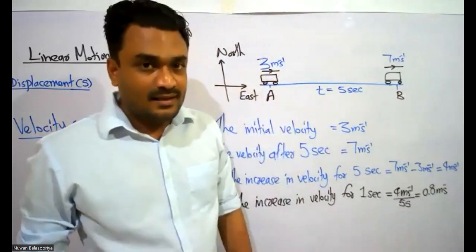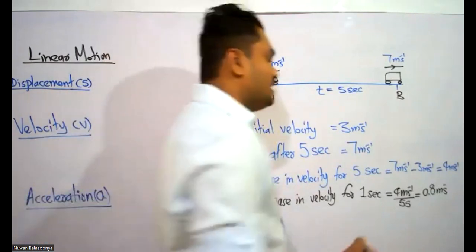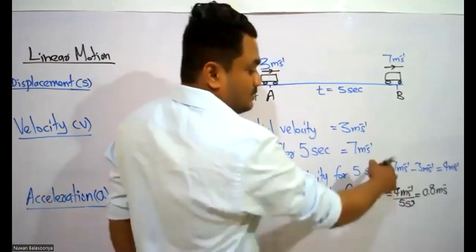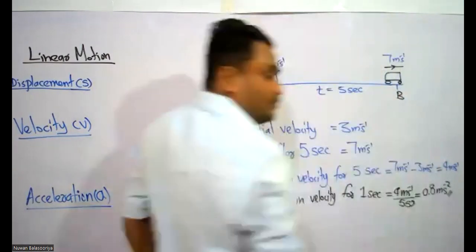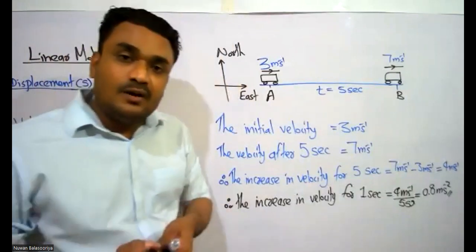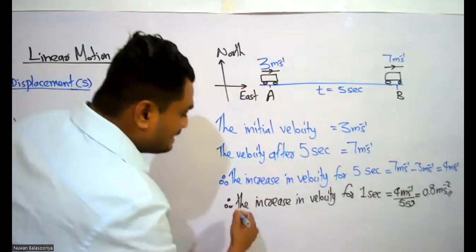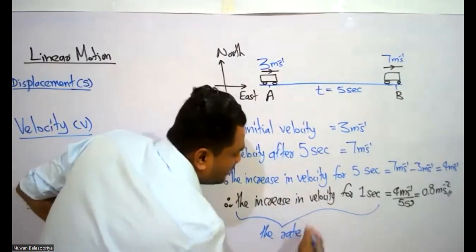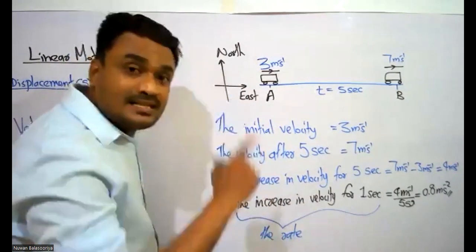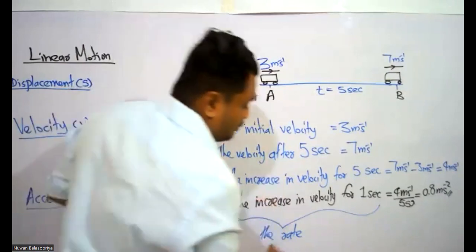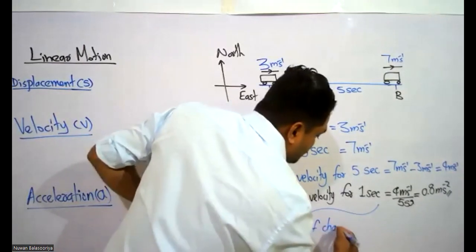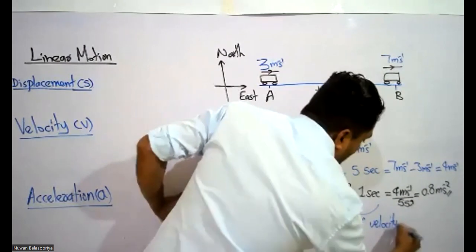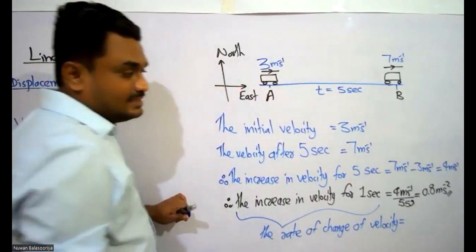S minus 1 means S minus 2, yes. So this is the increase in velocity for 1 second. Increase or change for 1 second is said to be the rate. So this is said to be the rate of change of velocity. So rate of change of velocity is 0.8.